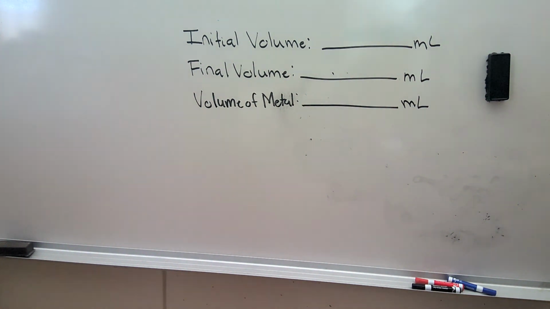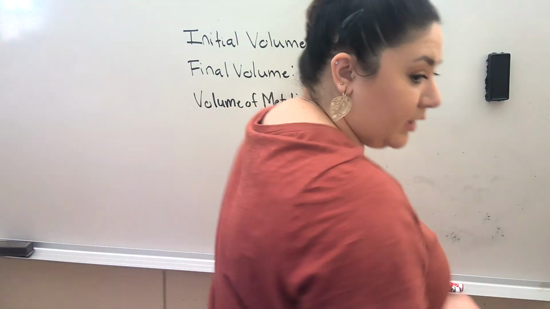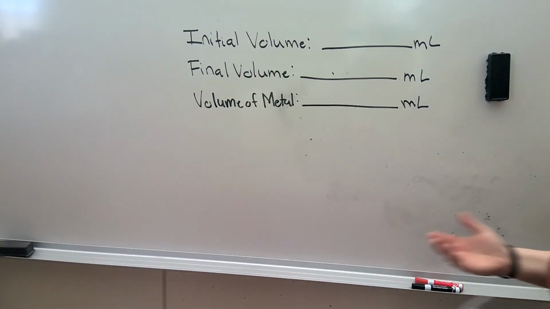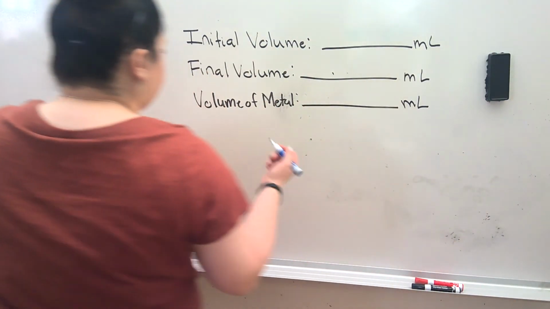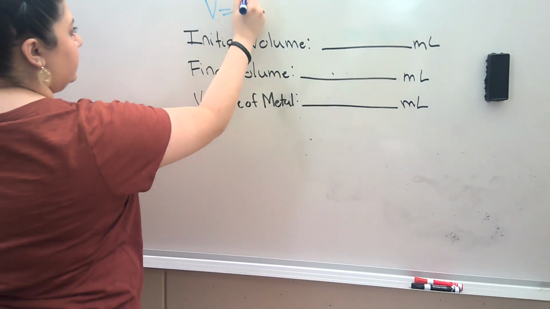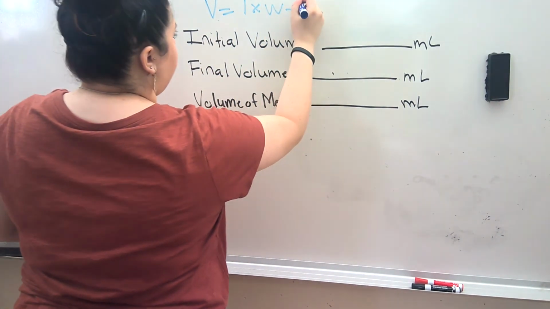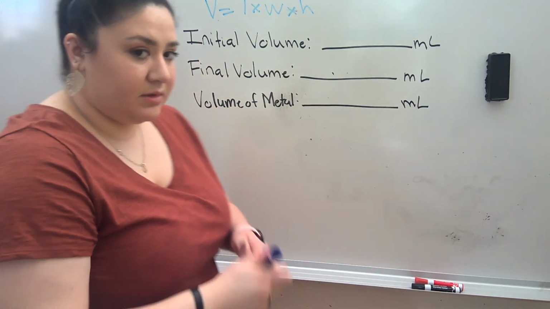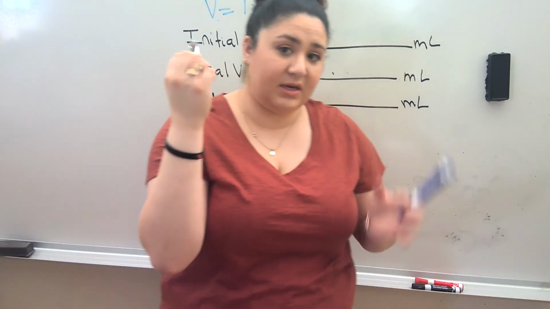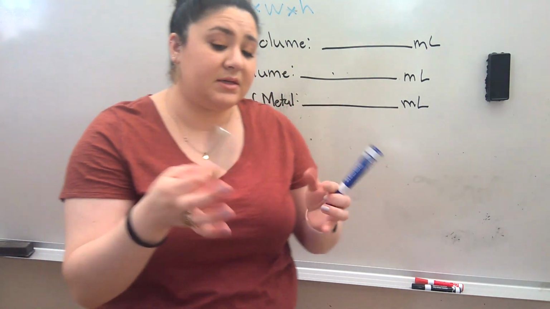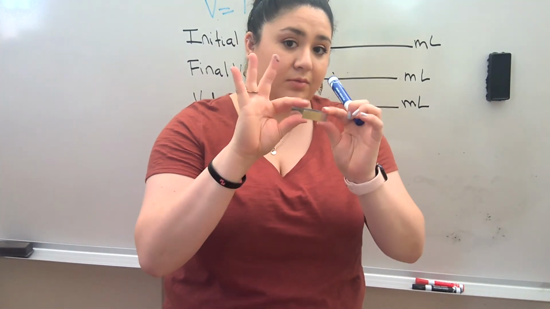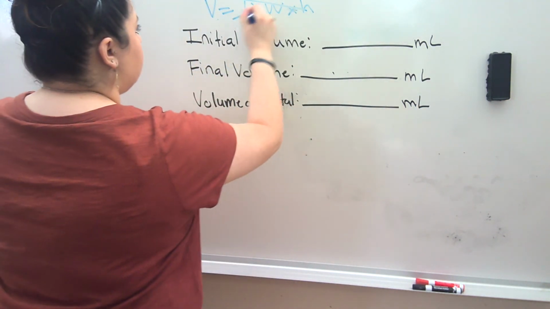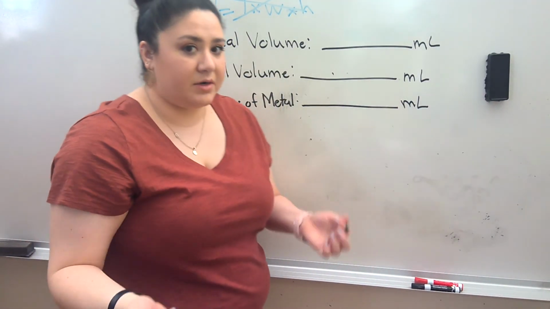Okay, so the next thing that we're gonna find is the volume of our piece of metal. Typically in math, when you find the volume of something, you do length times width times height. Because our metal is considered to be an irregular object, it's really hard to determine the actual width of this. So we don't use this. We use what's called water displacement.